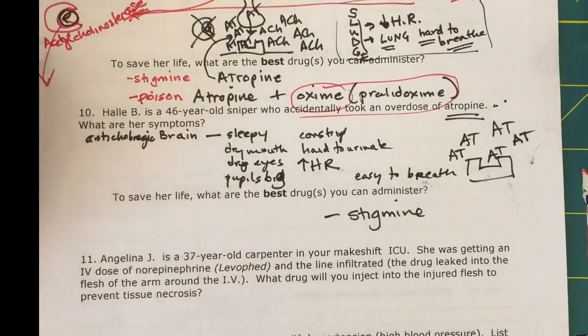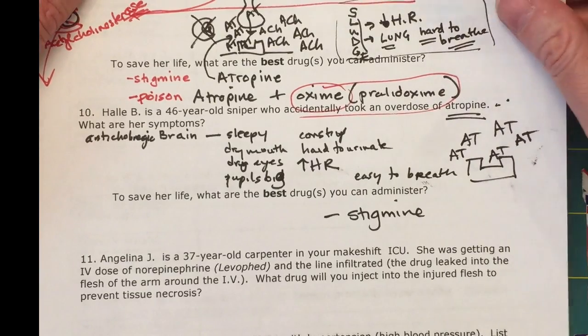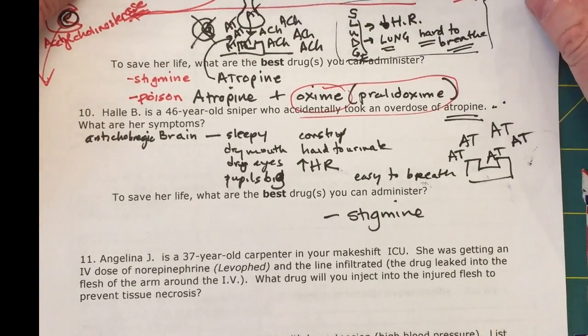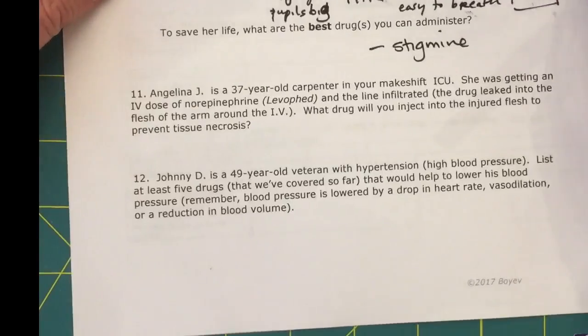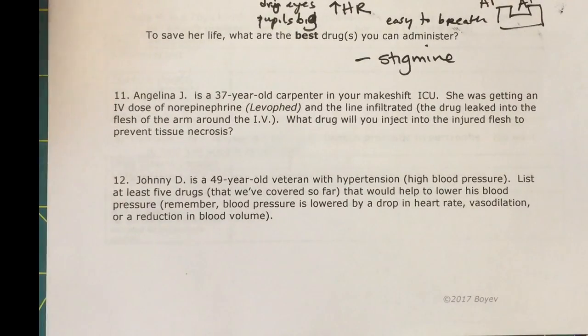It's so great. So from here forward, if I say, here's a patient who got overdosed with estrogen, what should we give them? Well, you give them an estrogen antagonist, because you're just giving the opposite. Okay, cool. All right, here's a carpenter in a makeshift ICU.